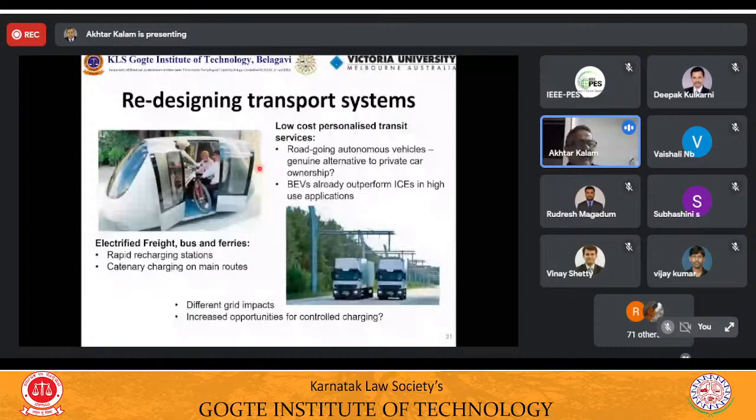I know in Australia, all our posties, the Australia Post letter deliverers, all use battery electric vehicles. They're using motor scooters which run on batteries. You will also see buses and ferries with rapid charging stations, just like the trams that you have. There will be catenary charging on main routes. This will have different impacts on the grid, and there will be opportunities for controlled charging.